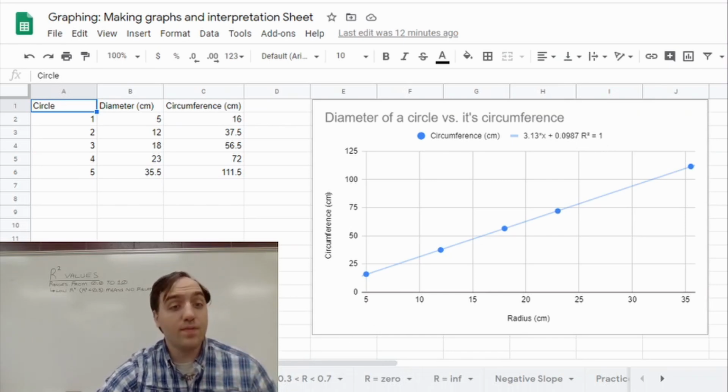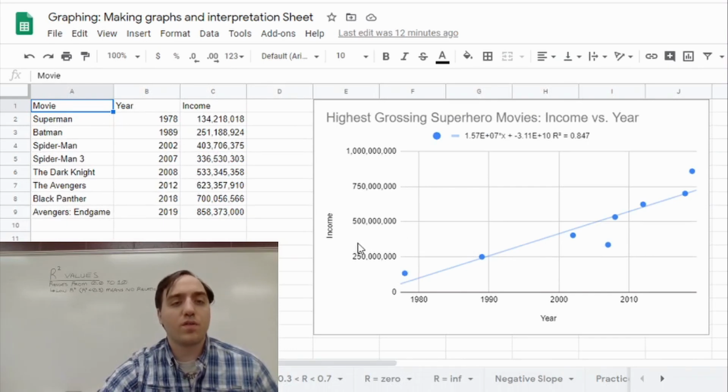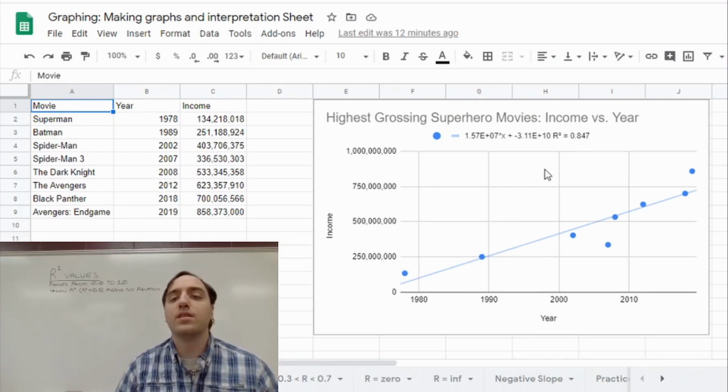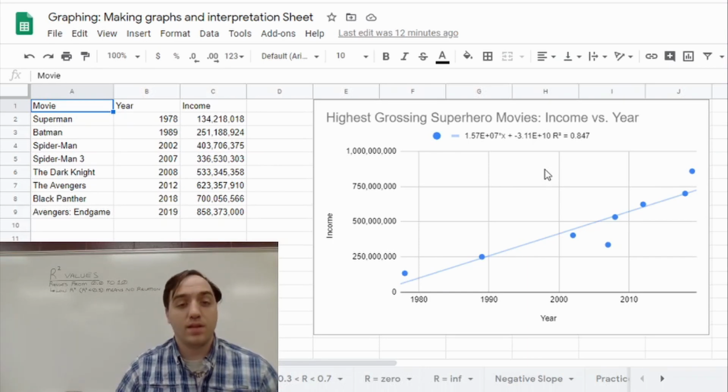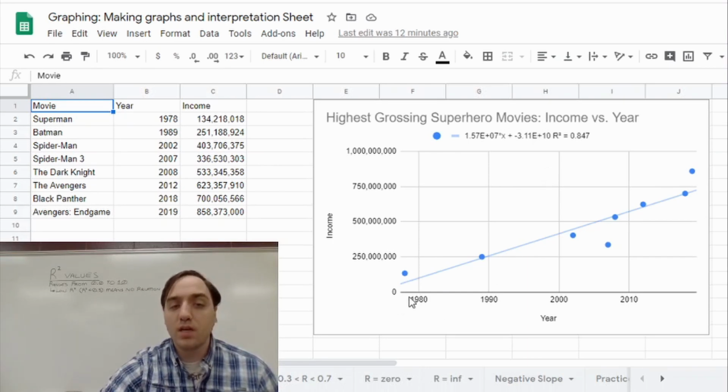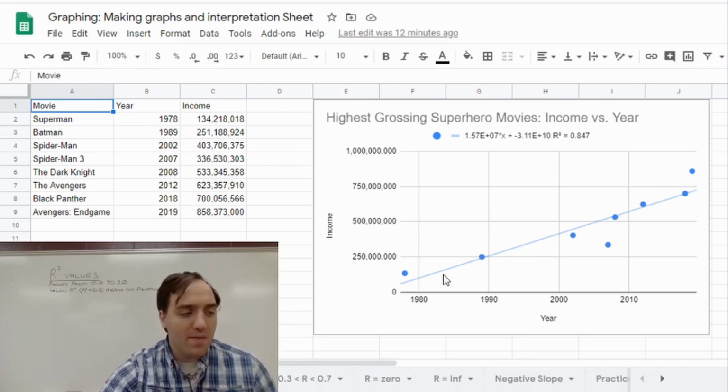To be more specific, whenever our R is over 0.7, as it is here, we can say there's a strong relation between these variables. For instance, this is the highest grossing movie of a year if it was a superhero movie based on the year. So as the time goes on, starting from Superman in 78, the amount of money a superhero movie will make if it is the highest grossing movie of the year steadily increases.